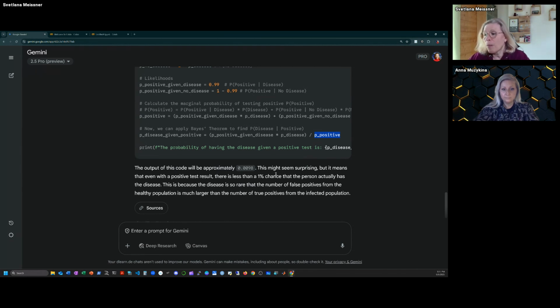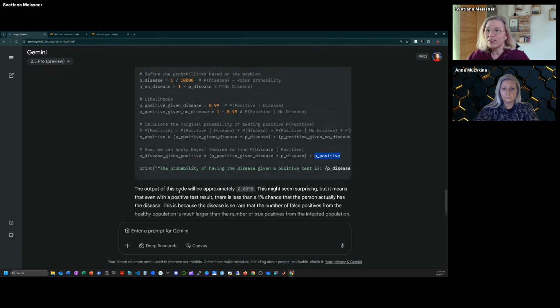This might seem surprising, but it means that even with a positive test result, there is less than 1% chance that the person actually has the disease. This is because the disease is so rare that the number of false positives from the healthy population is much larger than the number of true positives from the infected population. So again, these are very short steps.